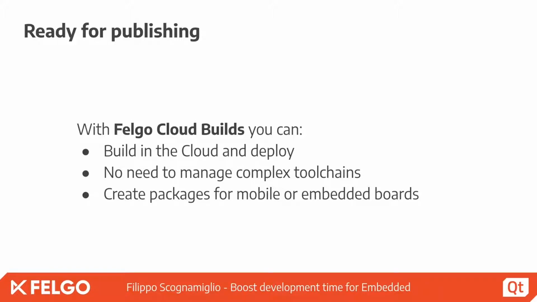For mobile platforms, you can even directly publish the application on stores. So as soon as the build is complete, you can automatically push the artifacts on Google Play, on Apple App Store. The way you use them is to simply link your Git or SVN repository to Felgo Cloud Builds, and at every commit, you can generate new artifacts.